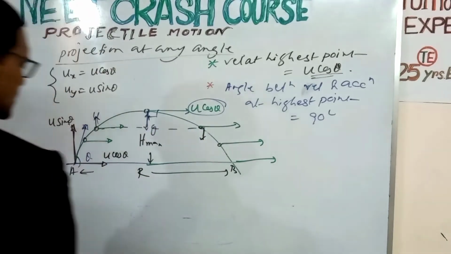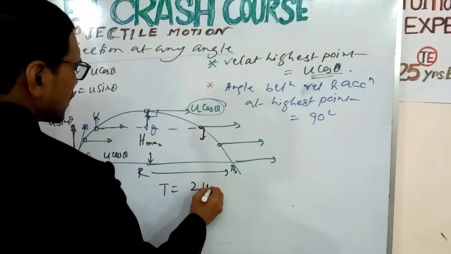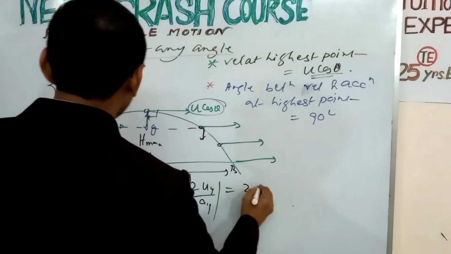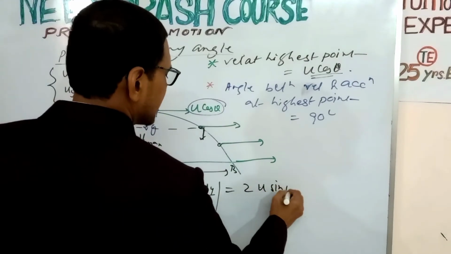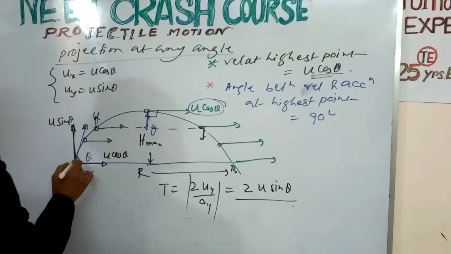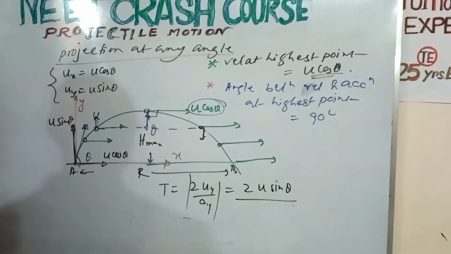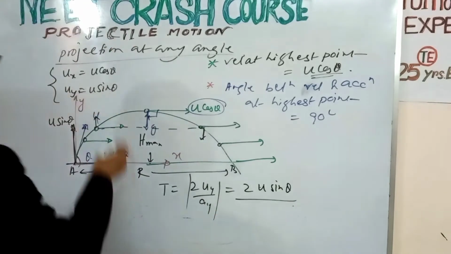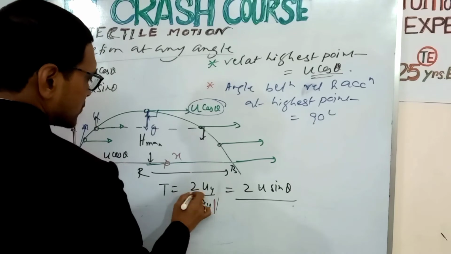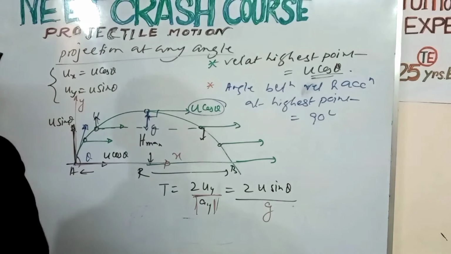And now for any projectile, first calculate the time of flight. Time of flight equal to actually 2 uy by ay. This is the net formula, 2 uy by ay. Here uy equal to u sin theta and ay means acceleration along the y direction. We take the x axis and y axis this way. So 2 uy means 2 u sin theta, and for the acceleration along the y direction we take the magnitude, g. So 2 u sin theta by g is the time of flight.